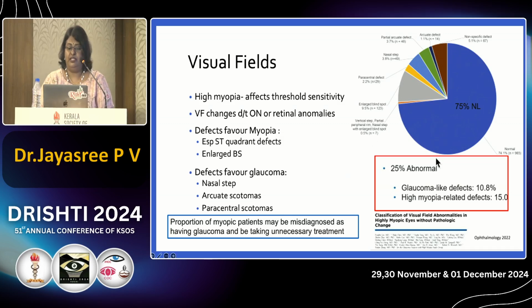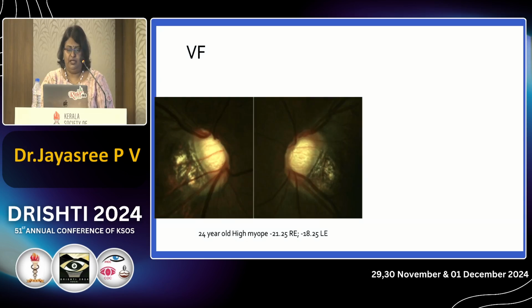So 10% have glaucoma-like defects in spite of having a normal myopic disc. So you should always be open, if the patient is not progressing, to changing the diagnosis of glaucoma for that patient. You should be open to reducing the medication.